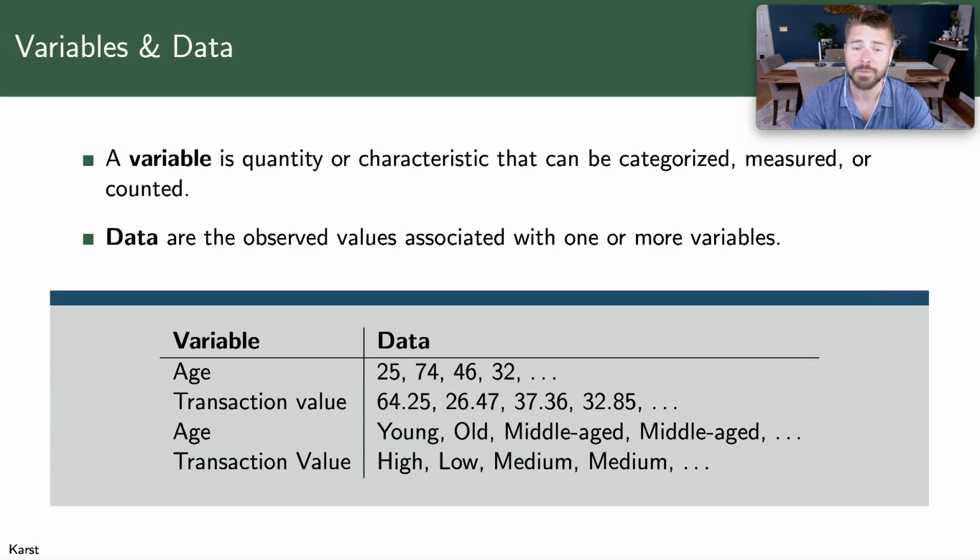So a variable is any characteristic or quantity or quality that we can measure or count or categorize. It is something we care about that we can precisely describe, whereas data are the actual observed values of a variable. So a variable is like a concept, data is concrete. And you might have different data for the same variable.